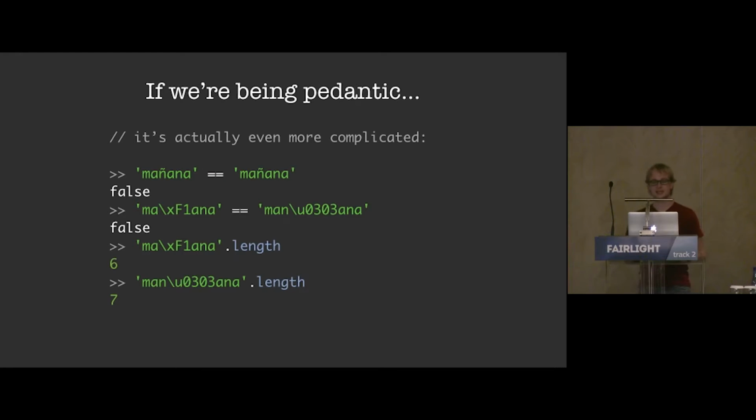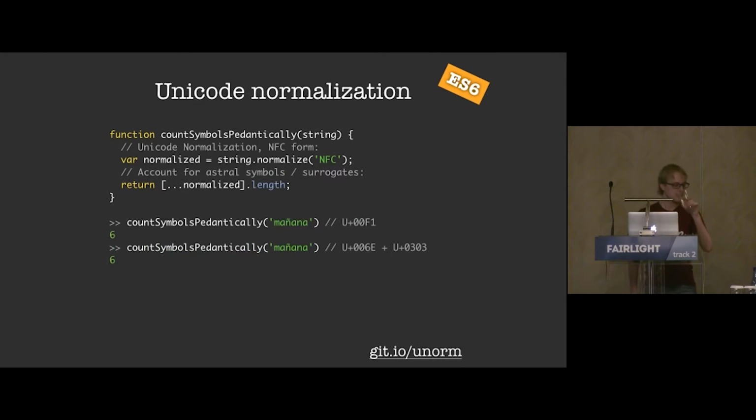Well, in ECMAScript 6, the answer is to use Unicode normalization. Every string has a normalize method that you can call, and you can pass in the Unicode normalization form. This is documented in the Unicode standard if you want to look it up. But basically, to get rid of these lookalike symbols that we had before, you use normalization with the NFC form. And after that, of course, we still need to account for these astral symbols and the surrogate pairs, just like we did before. But after that, we get an even more accurate result than before.